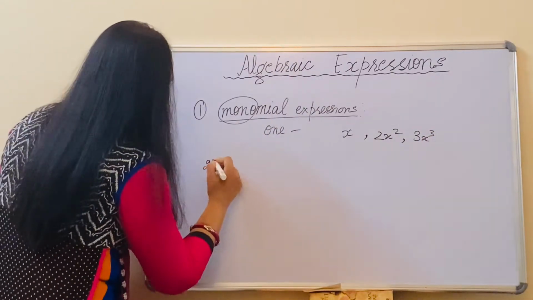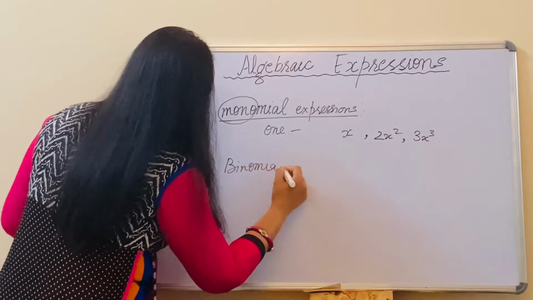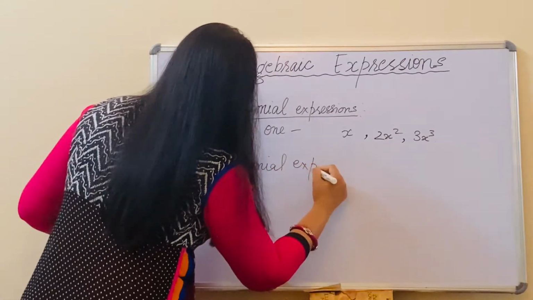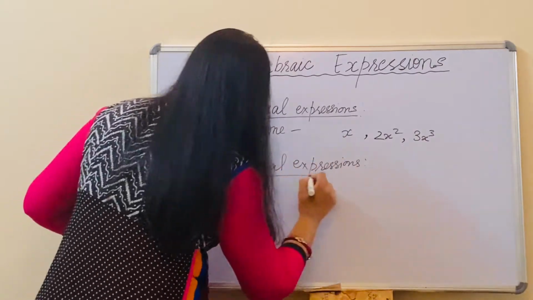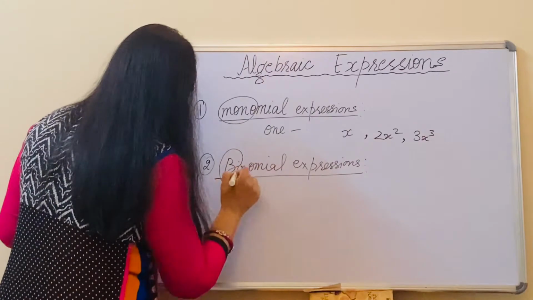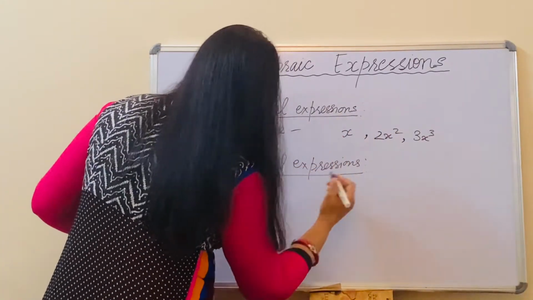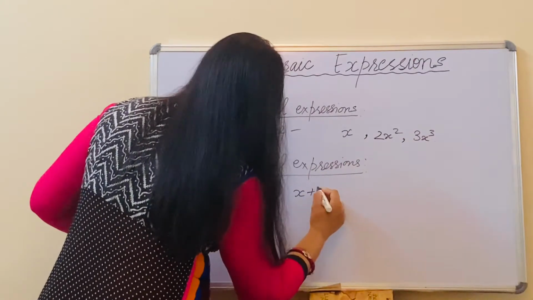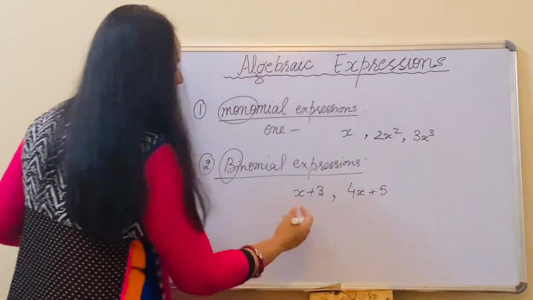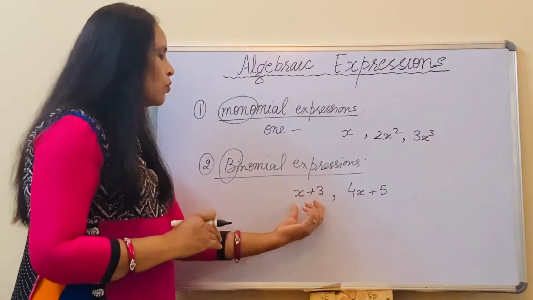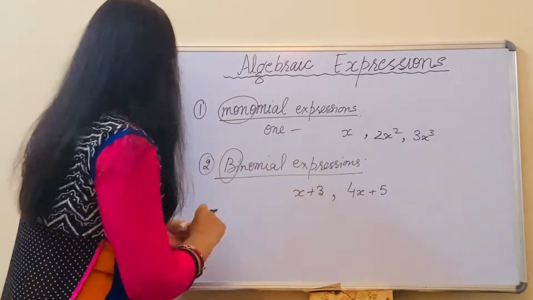The second one is binomial expressions. Algebraic expressions having the bi means 2. Having two variables or two terms in it, that is x plus 3, 4x plus 5 and so on. These are having two terms in it, so these are known as binomial expressions.